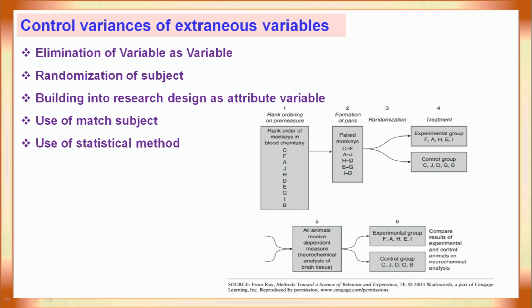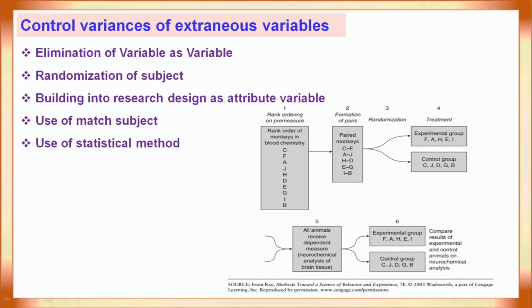Now, for the use of matched subjects as extraneous variable control, the extraneous variable of your study and the dependent variable must have a very high correlation. High correlation means it is often more than 0.6 or 0.7. Then only is matching as a way of extraneous variable control beneficial.